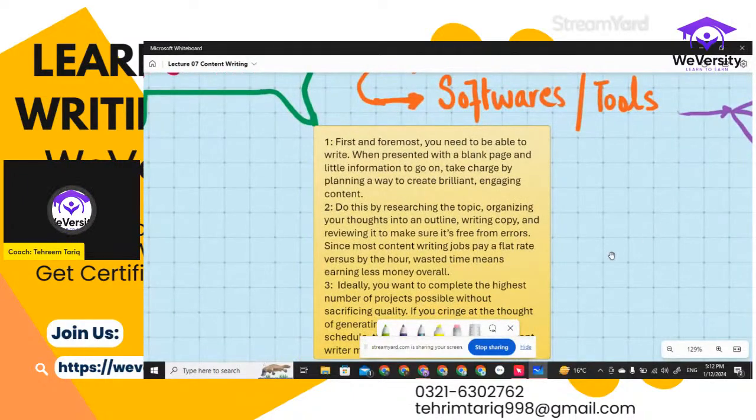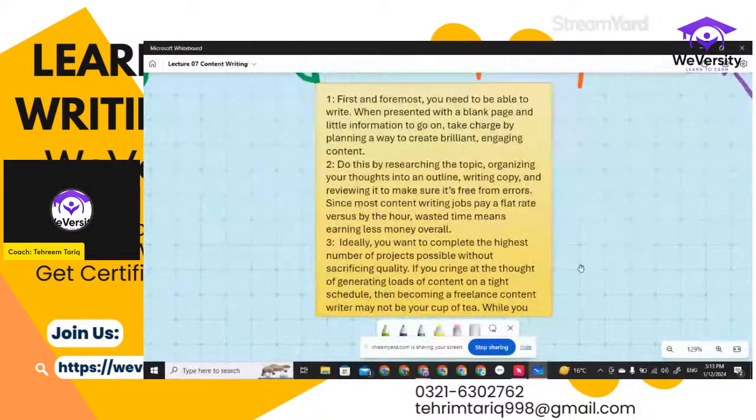Do this by researching the topic. That means you must have a good research skill. Organize your thoughts into an outline, write the copy and review it to make sure it is free of errors, since most content writing jobs pay a flat rate versus by the hour, and wasted time means earning less money overall. So you must be very vigilant about these skills that you require. These are the basic skills that make the foundation of a freelance content writing career. So you must have a good knowledge about all these skills that you require to work as a content writer.